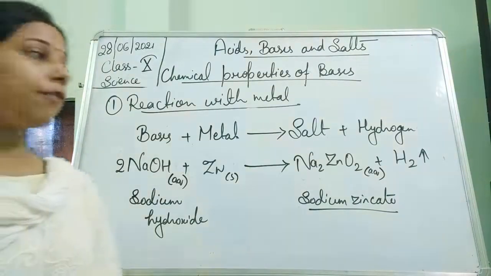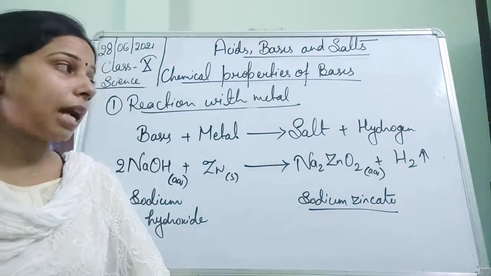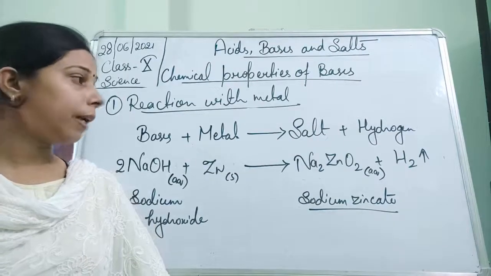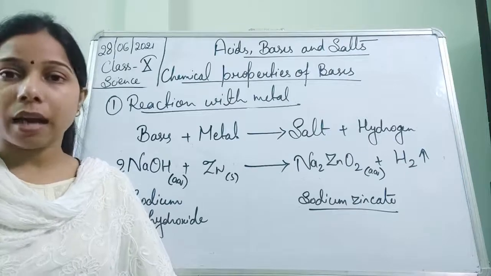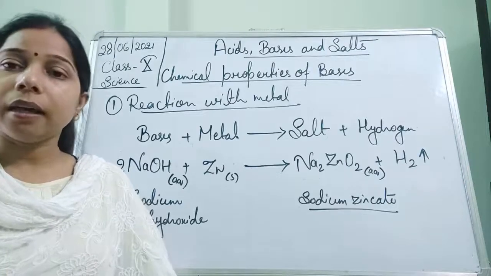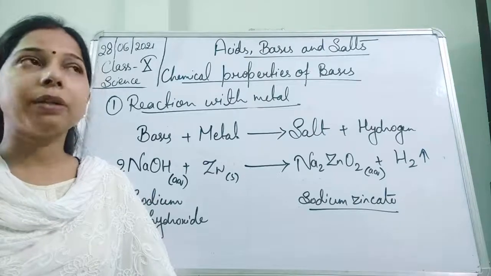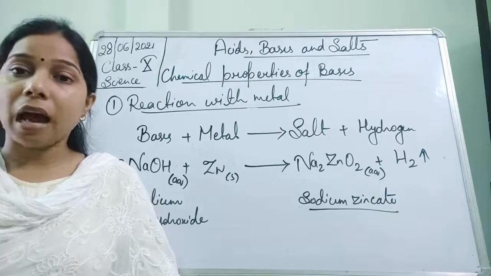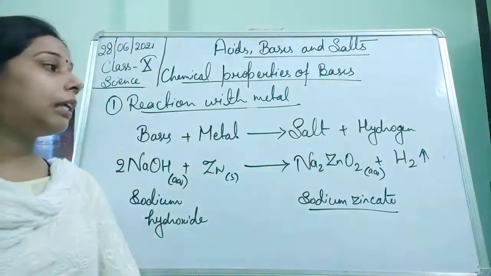So if we want to check this whole reaction with the help of an experiment, you see, first of all, in a test tube we will take a sodium hydroxide solution, an aqueous form of sodium hydroxide, and in that we will add the zinc granules. When you add it, the same kind of reaction as you have seen in the case of an acid, where it reacts vigorously, here also the reaction happens with the evolution of a gas.